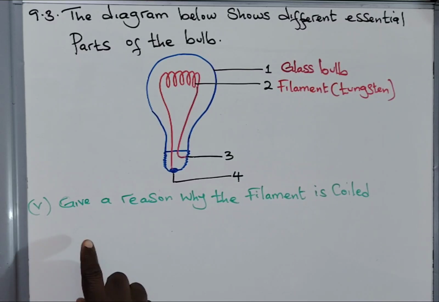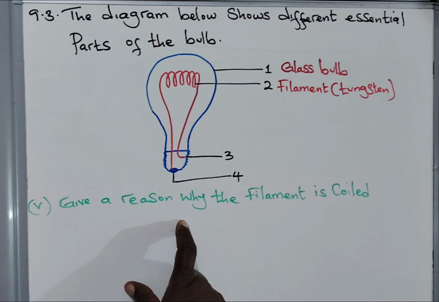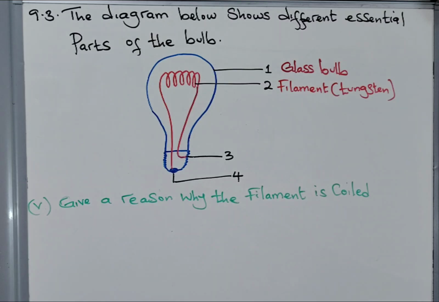Then we come to this one. It says, give a reason why the filament is coiled. Why is the filament coiled? The coiling increases the length of the filament in a short space. Scientifically, we say it increases the surface area of the filament.